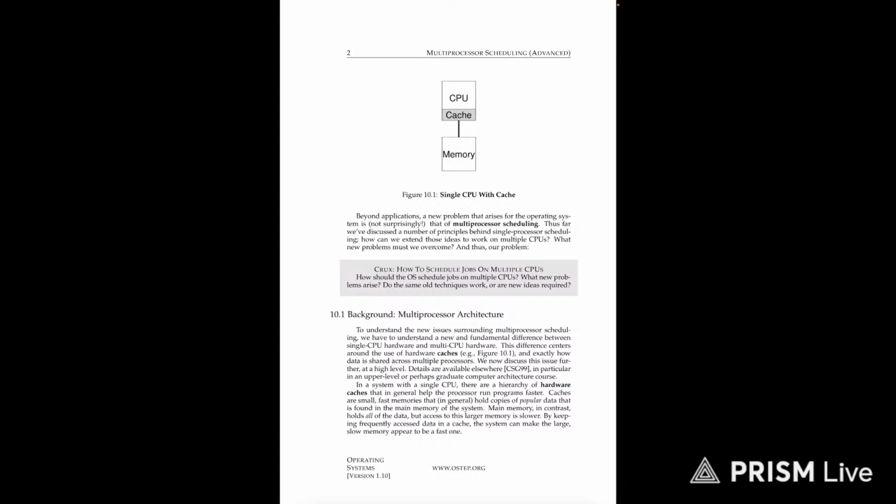So in a system with a single CPU, there is a hierarchy of hardware caches that in general helps the processor run faster. We know about the hardware cache: caches are small and fast. Main memory, in contrast, holds all the data, but accessing this larger memory is much slower, and by keeping frequently accessed data in the cache, the system can make slow memory appear to be faster.